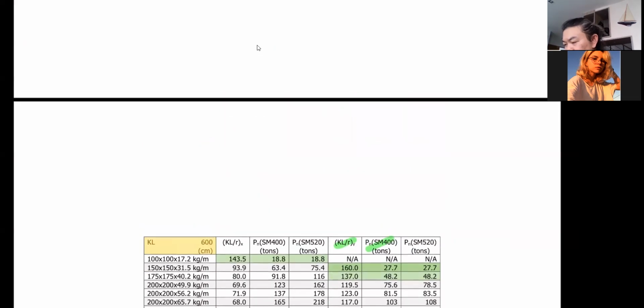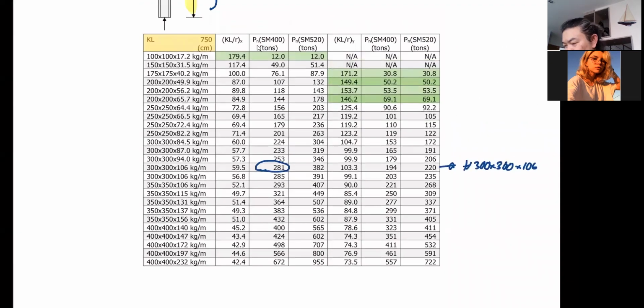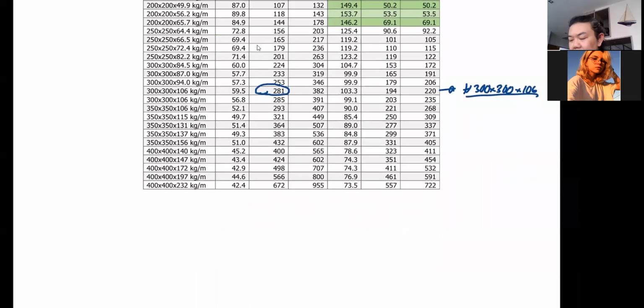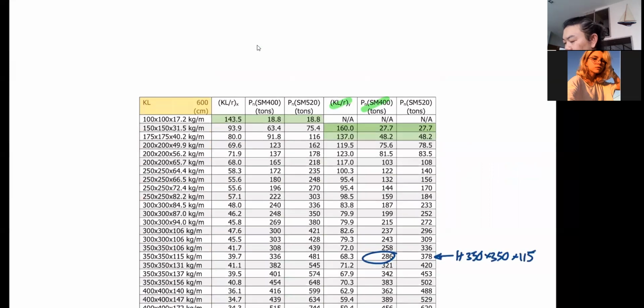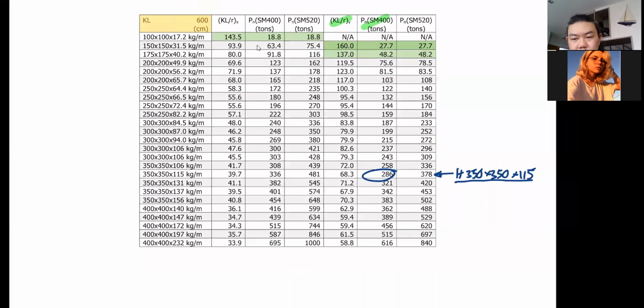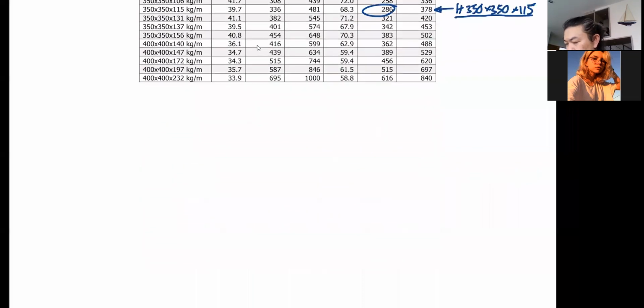Remember, when we consider KL over RX, where KL is 750, it leads us to this. It says that for buckling in the X-axis to be okay, in terms of load carrying capacity, you need to use this section. But when you consider buckling in the Y direction, you are required to use this section. So which one do you use? Which one are you going to try?